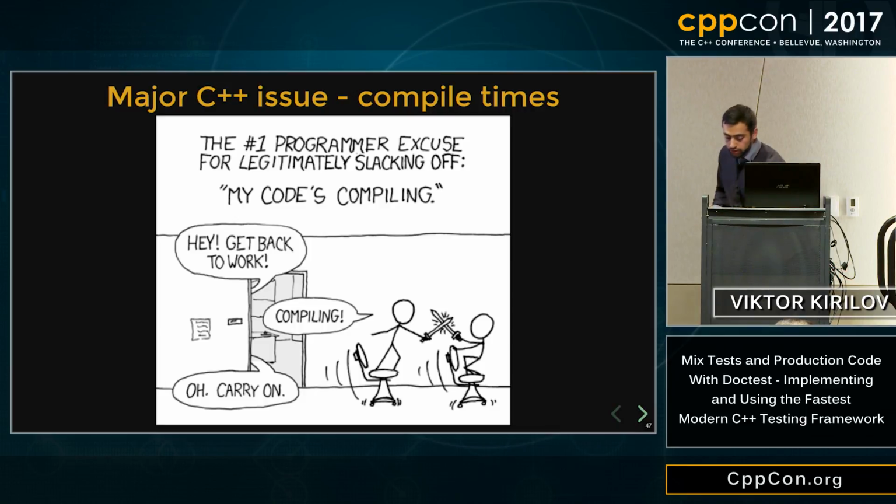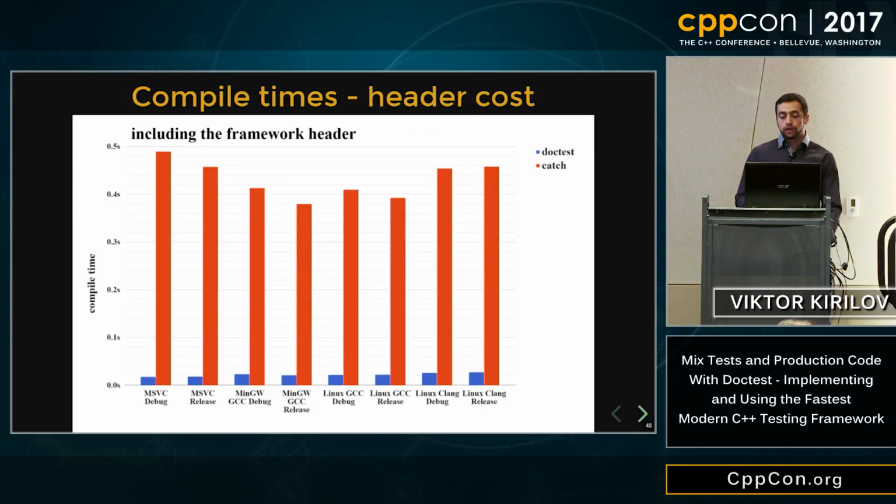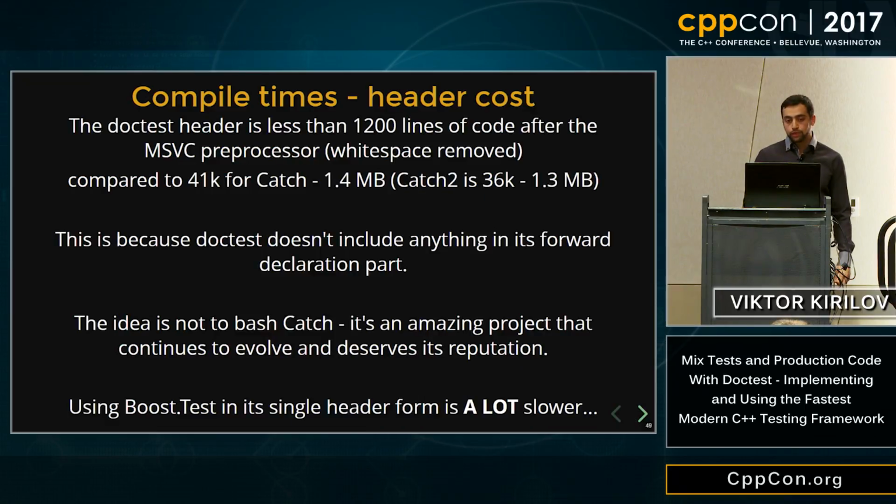So let's talk about compile times. They're like the Achilles heel of C++. This is a benchmark comparing how much it costs when you include the doctest header and the catch header in an empty, totally empty source file. Doctest is always around 20 milliseconds, where catch is almost half a second. The reason for that is that Doctest doesn't include absolutely anything in its forward declaration part, the interface part. So after the preprocessor, it's only 1,200 lines of code, specifically for Visual Studio. And catch is around 40,000 lines of code.